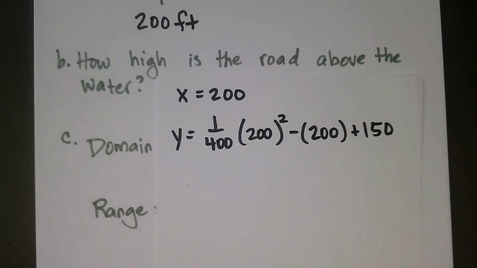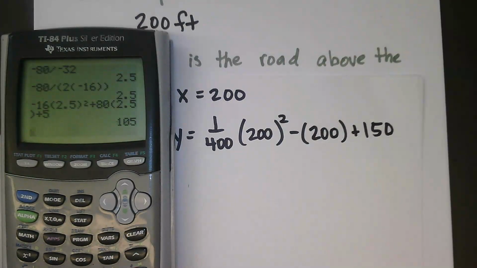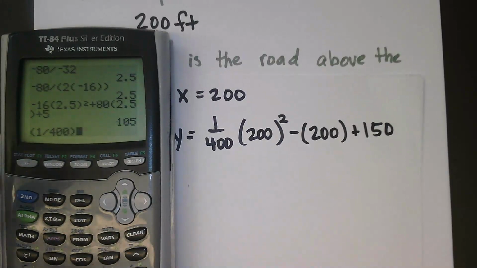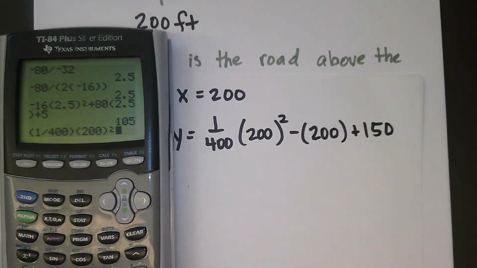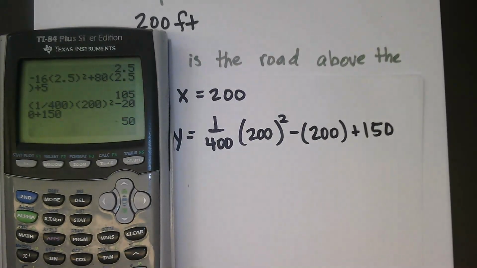And at this point, I 100% want the calculator. Oh, and I told you on that last one, I would show you how to type it in. So I'll do that at the end. Let's get this guy going. So we got 1 divided by 400. I'm just going to put that in as a fraction in parentheses times 200 squared minus 200 plus 150. And that's going to give me 50.